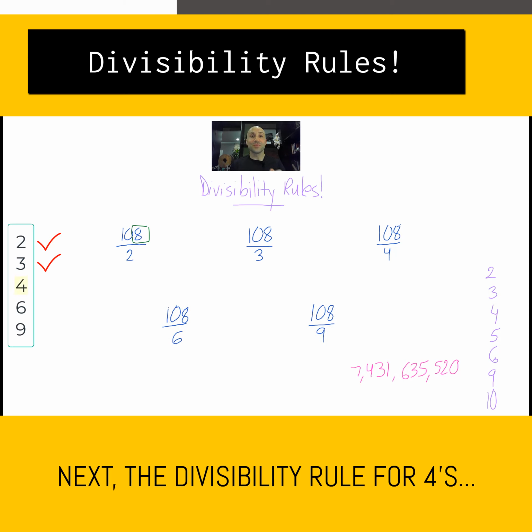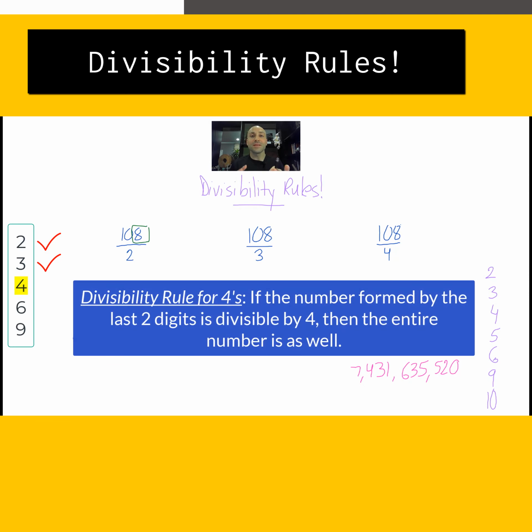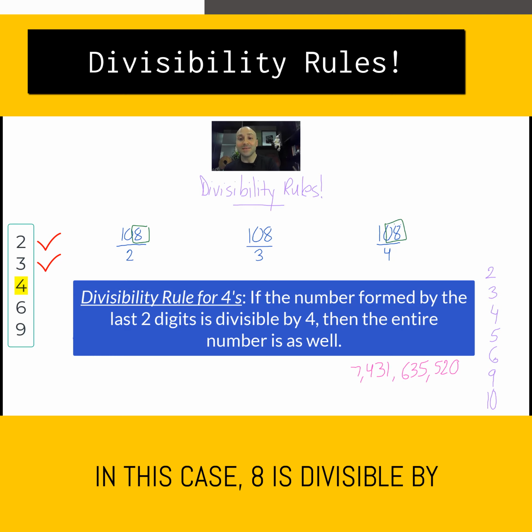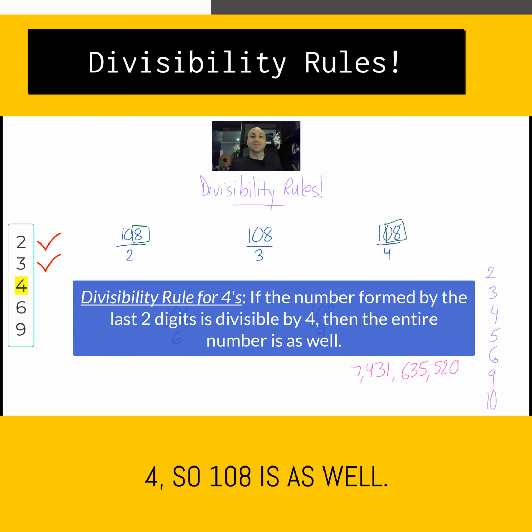Next, the divisibility rule for 4s. If the number formed by the last two digits of the number is divisible by 4, then the entire number will be divisible by 4. In this case, 8 is divisible by 4, so 108 is as well.